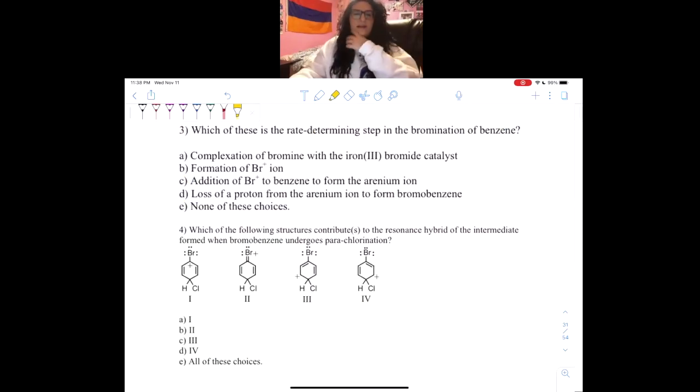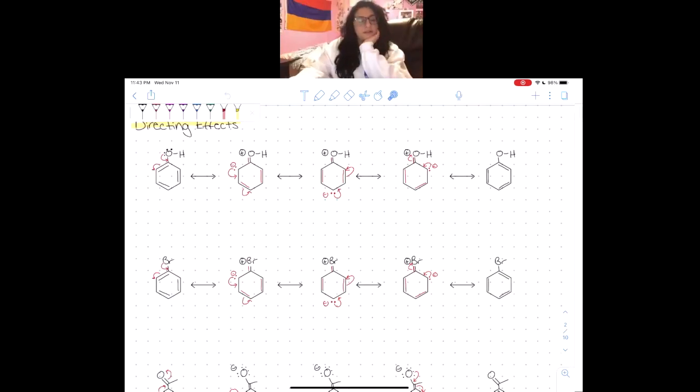Question number 3 is more of the same. We already know that if we're looking for the rate determining step, we look for the formation of the arenium ion, and we can see that right here in answer choice C. If you go through, you will see that none of the other answer choices make sense, so C has to be our answer.